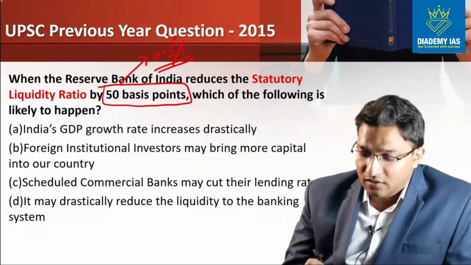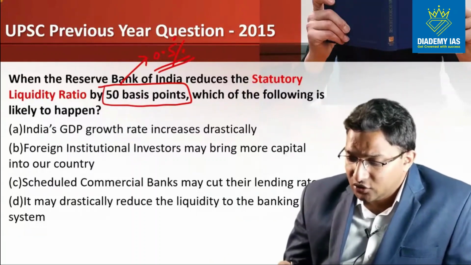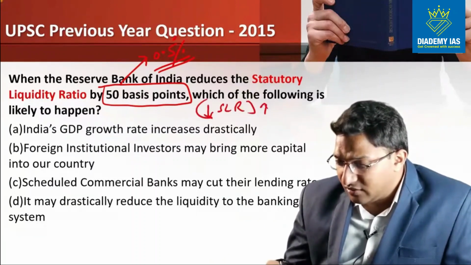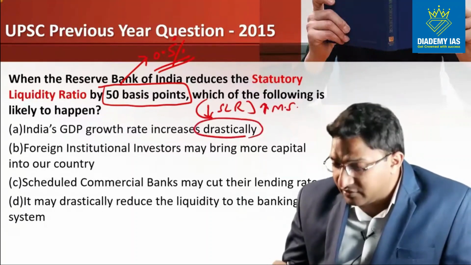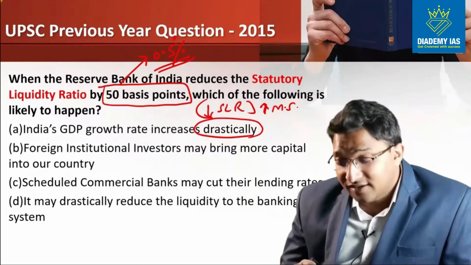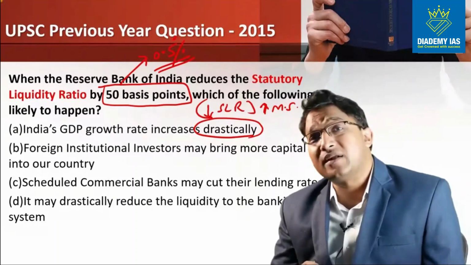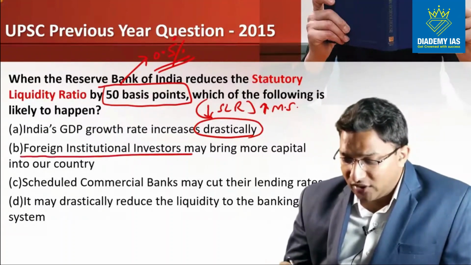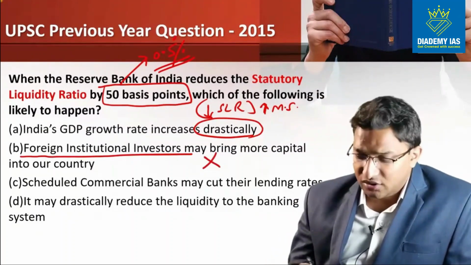So coming back, option A, India's GDP growth rate increases drastically. So reducing the SLR means more amount is available for the money supply, right? But this drastical term is very, very dangerous, right? We cannot say that SLR will increase the growth rate drastically, because growth rate is dependent upon lot many factors. FII may bring more capital. This is also not directly linked. There is no direct linkage.